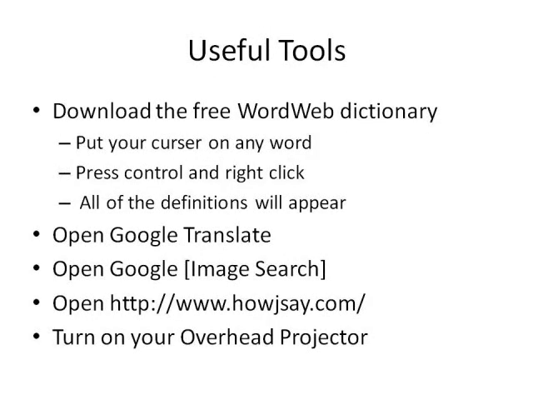Useful tools. Download the free Word Web Dictionary. Put your cursor on any word, press Control and right-click. All of the definitions will appear. Open Google Translate. Open Google Image Search. Open HowJaSay.com. And turn on your overhead projector.